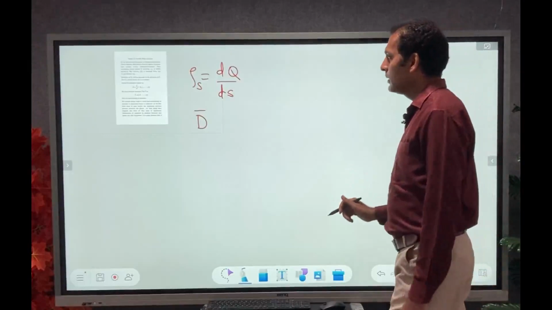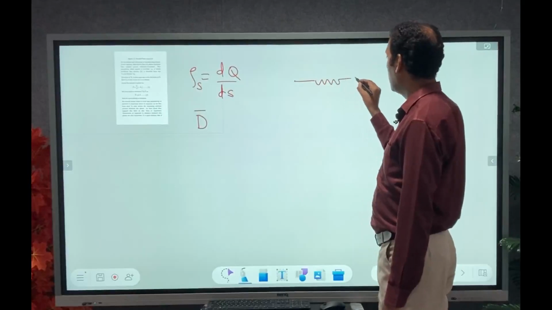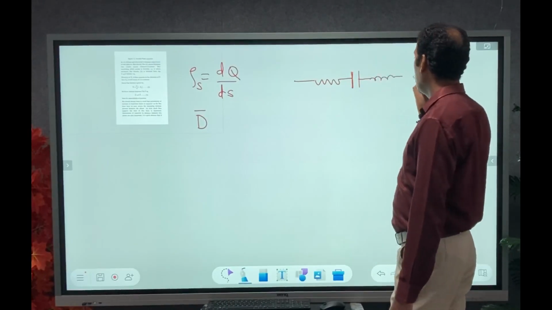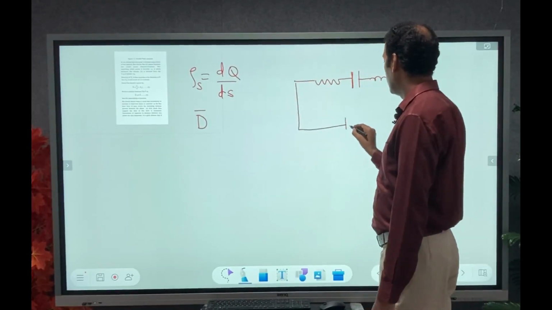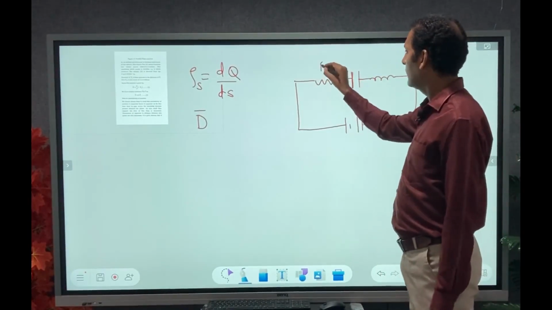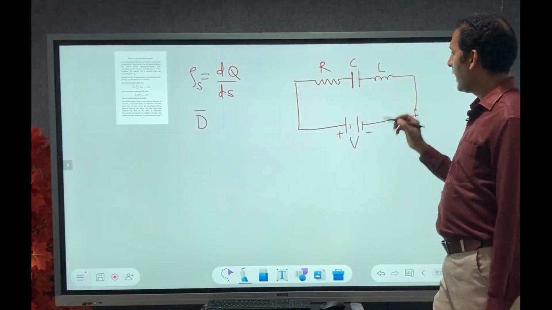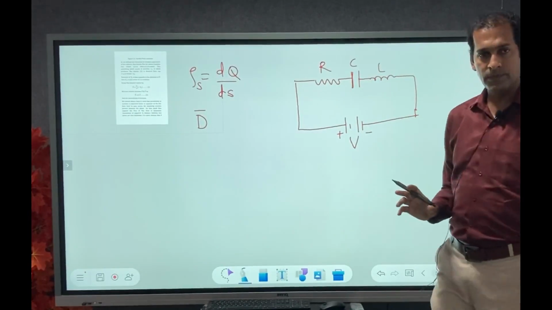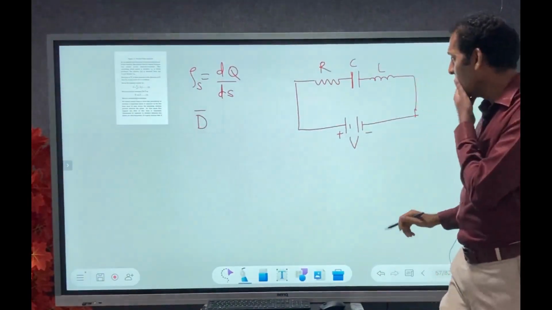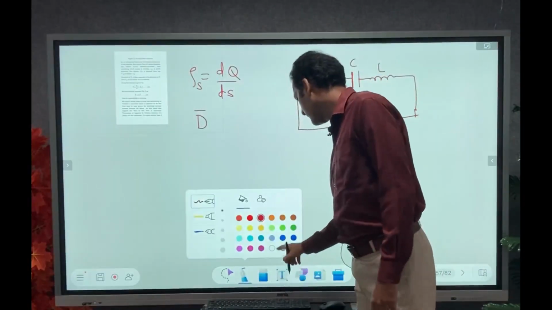Now if we take an example of a closed circuit, suppose we have one R and one L, R, C and L connected to a battery source. It is a closed path. We have R, we have C, and we have L. This is the voltage. Now, what is the definition of a circuit? First condition is to have a closed path. These conductors we have maintained as a closed path. But what about the capacitor?